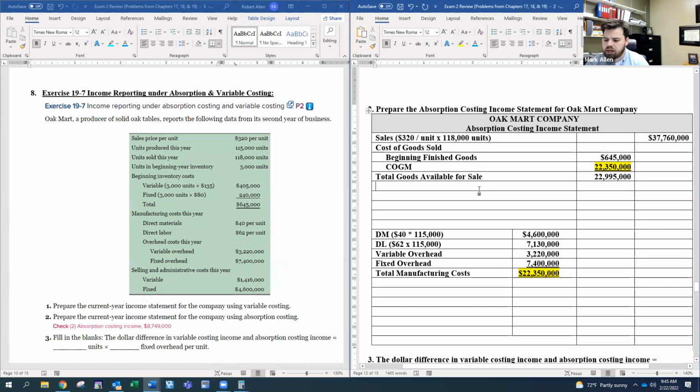So there's the $22,995,000. Now, what we need to do is subtract out our ending finished goods. And as we saw earlier, this is nothing, because what we found was there were no units left. We started with 3,000. We produced 115,000. That's 118,000 total units. We sold 118,000, so there's nothing left. So there's no cost here that we need to back out. So this will give us cost of goods sold equal to the $22,995,000. This allows us to come down. We get gross margin. Our gross margin then is $14,765,000.